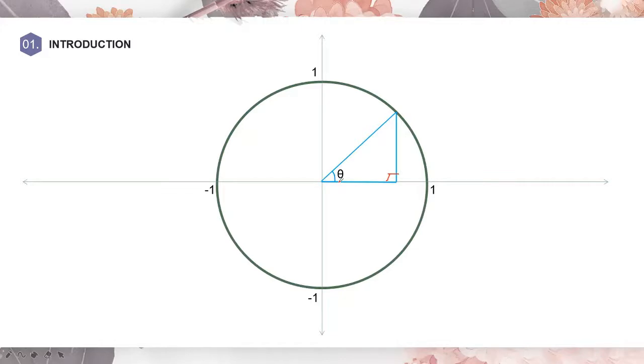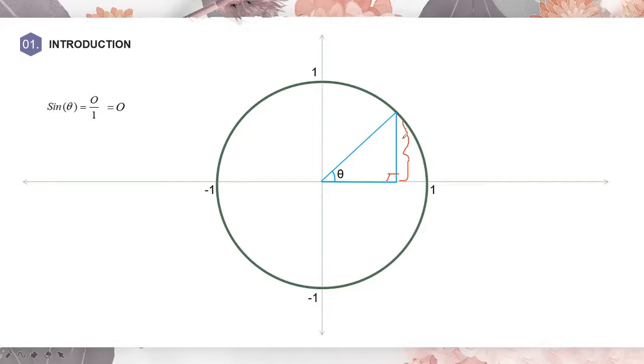Now, as we all know, sine theta is equal to O by 1. Why? Because this is the hypotenuse, and we know the hypotenuse is 1 because its radius is 1. So sine theta is equal to just the opposite side. And what is the opposite side? This side, the vertical length. So sine theta is actually the vertical length.